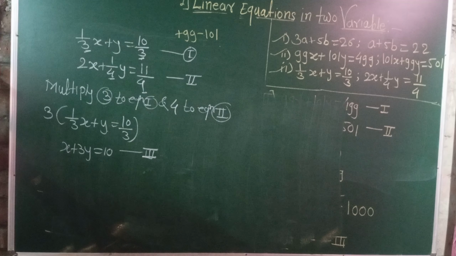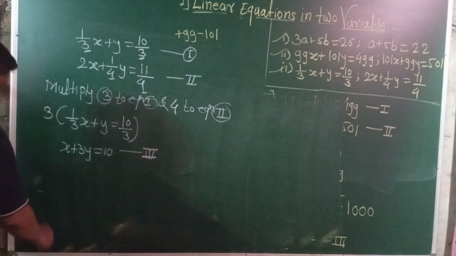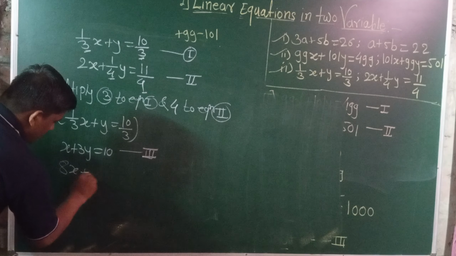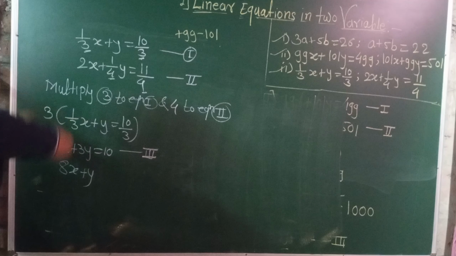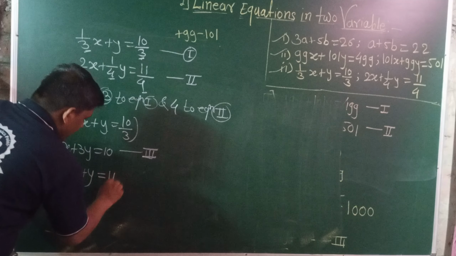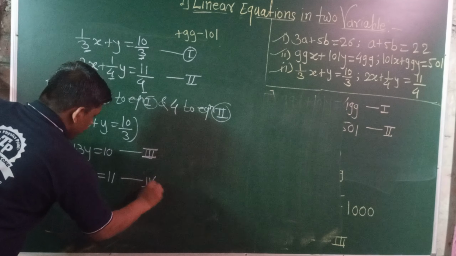And when multiplying 4 to equation 2, we get 8x plus y. The 1 upon 4 and 4 are cancelled out. That is equal to 11. This is equation number 4.